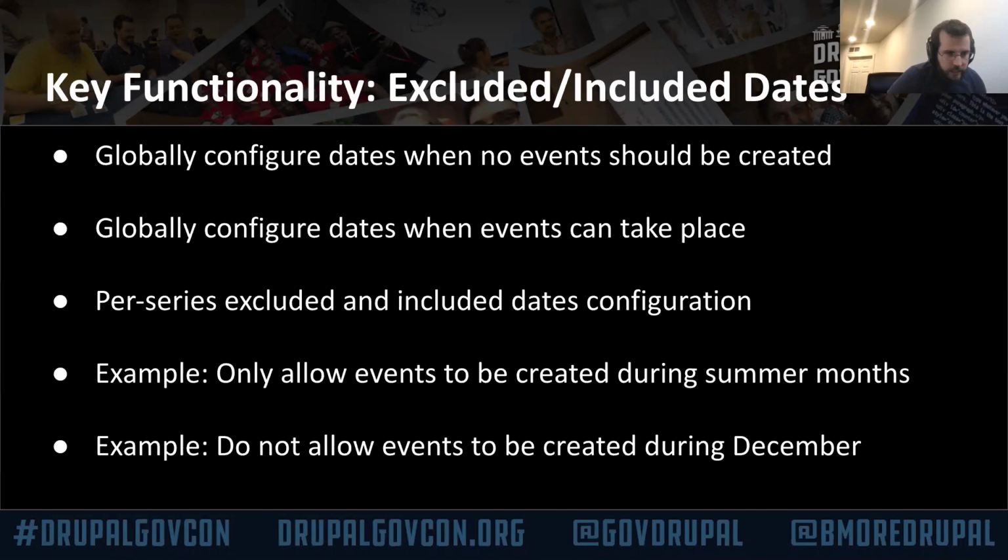Excluded and included dates are also part of this, of the module on both a global and a series basis. So globally, you can say, configure particular dates or date ranges when no event should take place. Equally, if you're more positive and you look at the glass half full, you can configure dates when events can take place. You can do both. You can mix and match. Gets a little confusing, but you can also do it on a per series basis, and you can say, for this particular series, I don't want any events in June, for example, or I only want events in June.